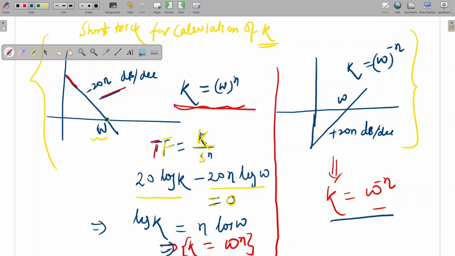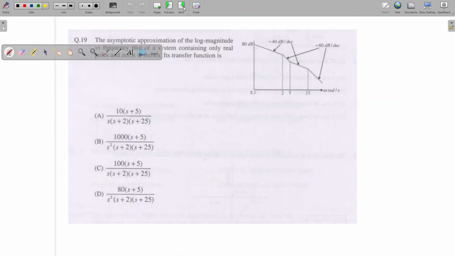And similarly, if this kind of system is there, K will be omega to the power minus n. Is it clear? Hello? Is this clear, or should I explain again? Can anyone reply? Yes, sir, it is clear. Okay, okay.